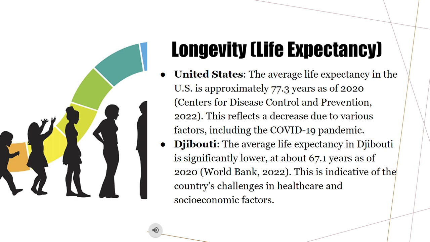United States versus Djibouti. Longevity and life expectancy. The average life expectancy in the United States is approximately 77.3 years as of 2020, according to CDC research. This reflects a decrease due to various factors, including the COVID-19 pandemic. The average life expectancy in Djibouti is significantly lower, at around 67.1 years as of 2020, according to World Bank research. This is indicative of the country's challenges in healthcare and socio-economic factors.